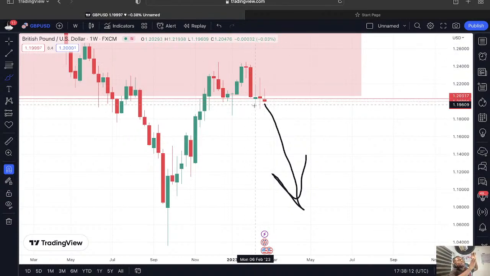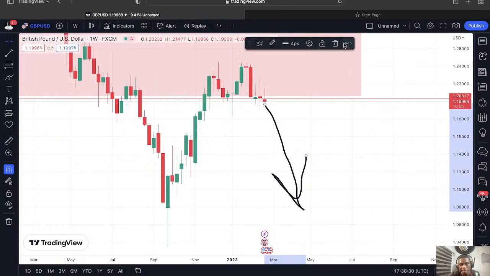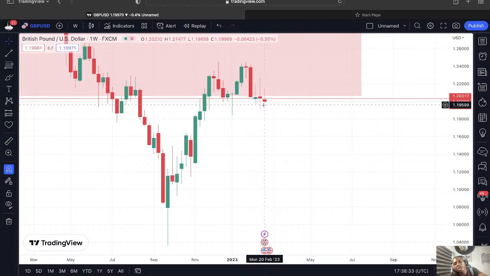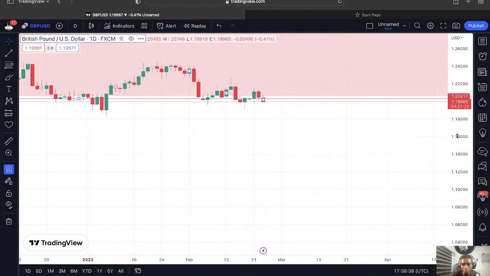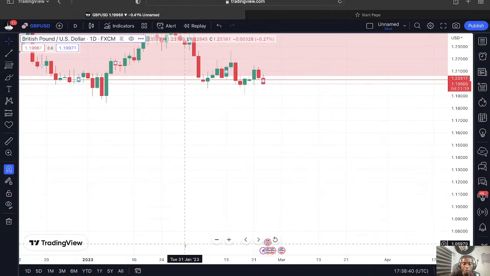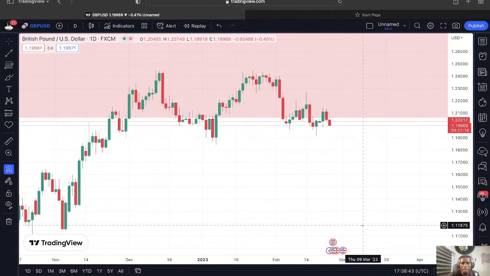When you go from higher time frame to lower time frame, you begin to see more clearly what the market is communicating, what the market is saying. All right, so what the market is saying here is that we should get ready for a further fall in price. Now let's go down to a daily time frame. The daily time frame would even give us further details.